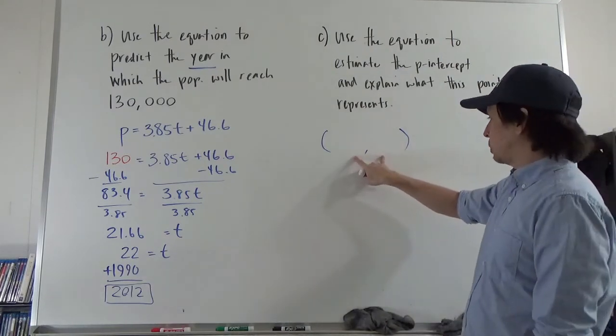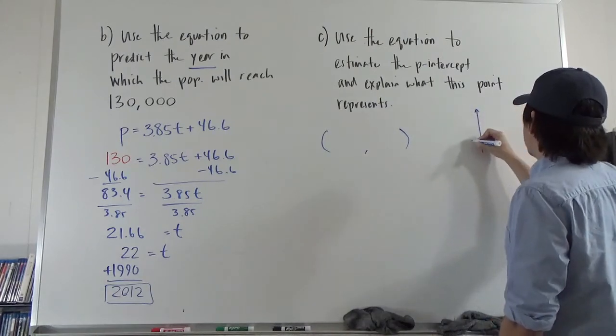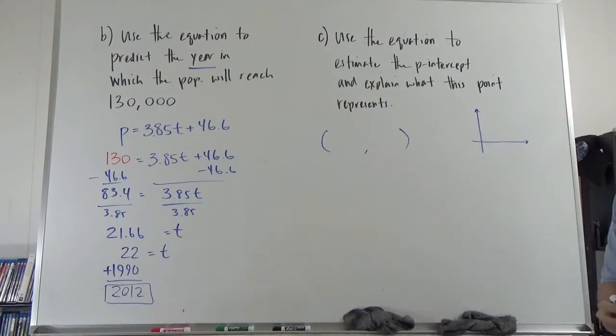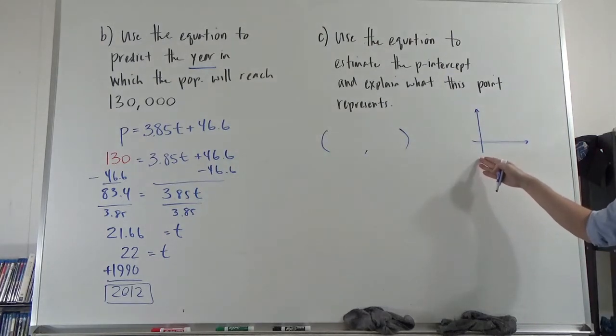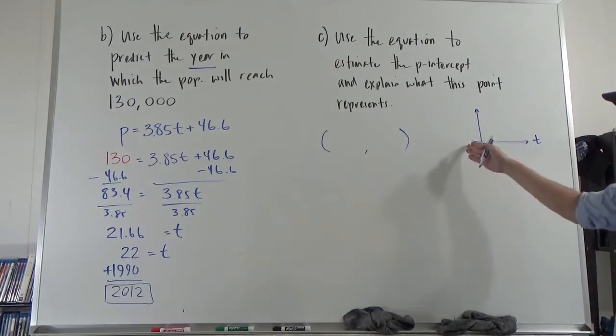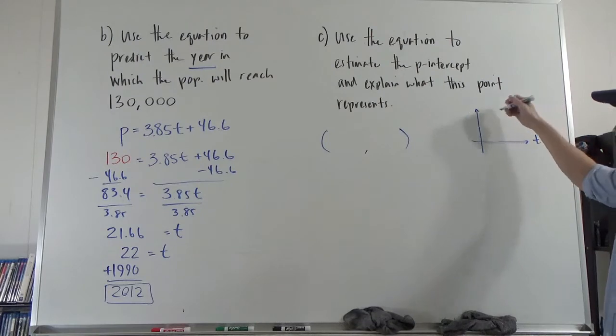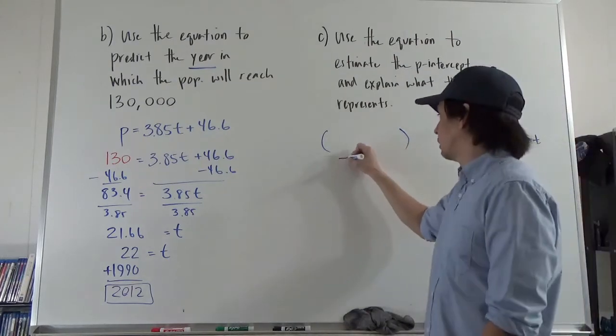Which one is t and which one is p again? If you can't remember, a little mini graph helps you to keep it straight. If you're going to graph the population of Springfield over the years, you can see years along here. That's t. Years are going to be your independent variable like x. Your population is going to go up going that way. So p is your dependent variable, depends on the year, and therefore that's going to be like y. T like x, p like y.